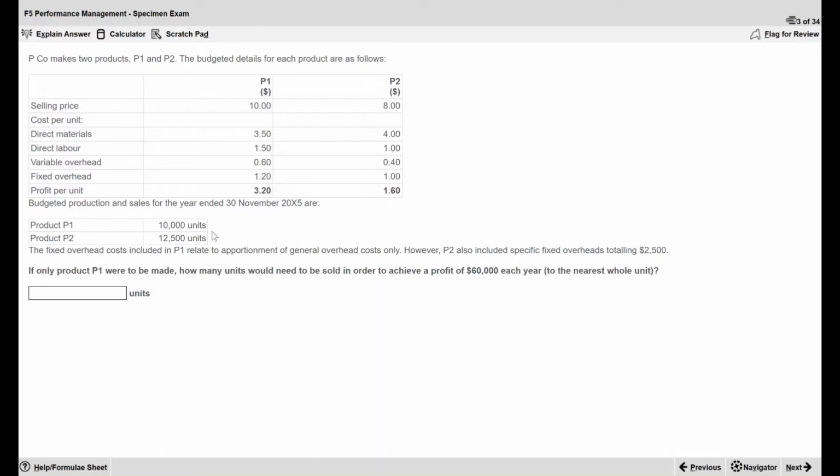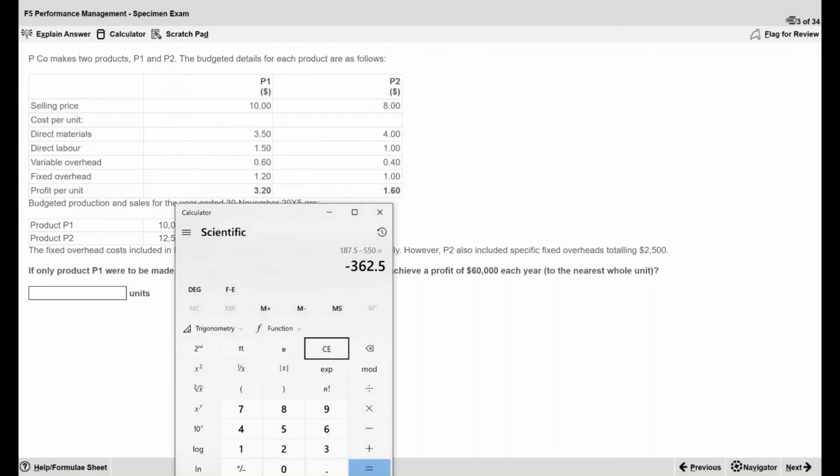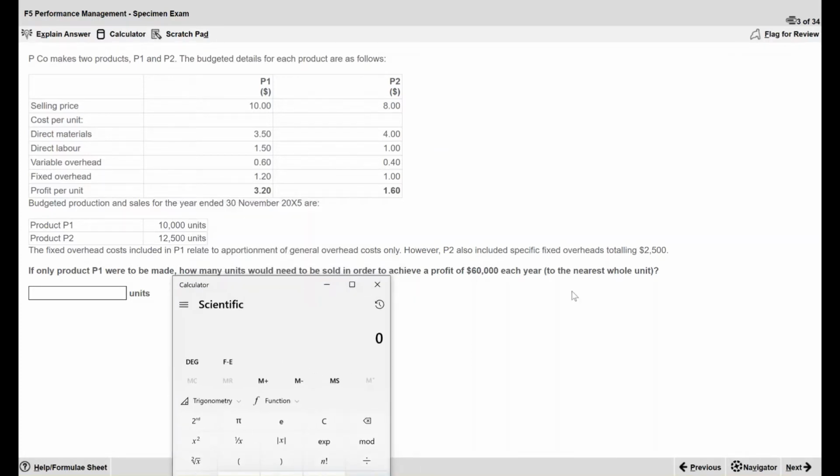Okay, so we have to find the contribution per unit and divide fixed cost by the contribution, plus adding that profit that we want to achieve. We don't want to just cover costs, we want to be able to make profit as well. Okay, so let's find total fixed costs, from which we will remove this 2,500.